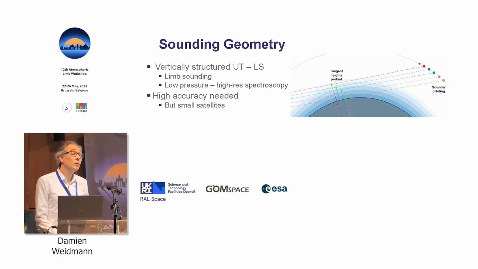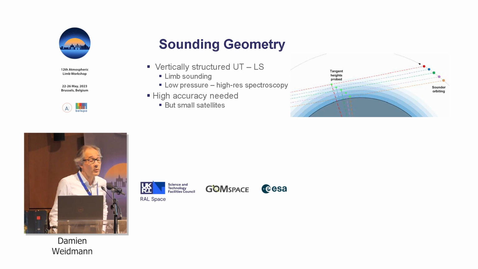We're also looking at a region of the atmosphere at low pressure, where the collisional broadening is limited. Therefore, we need a high resolution spectrometer, and we need high accuracy. And the question here is, how can we do that from a very small CubeSat platform?